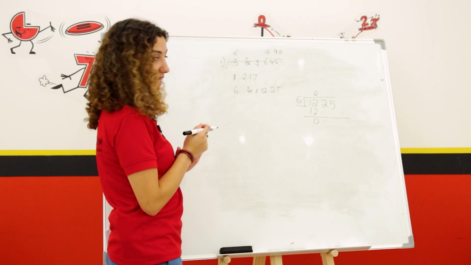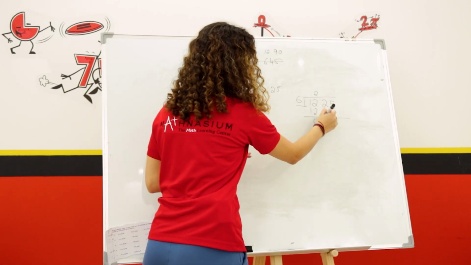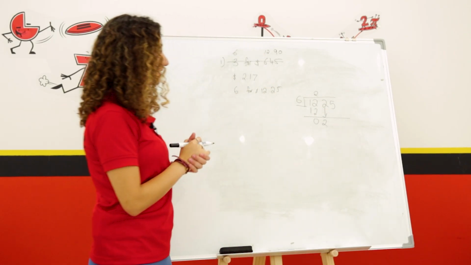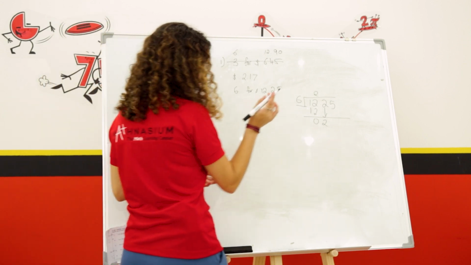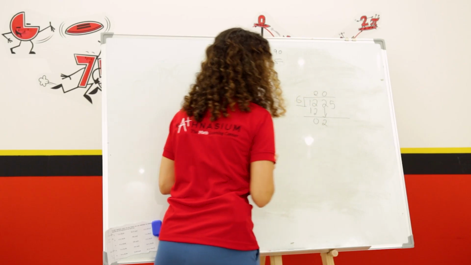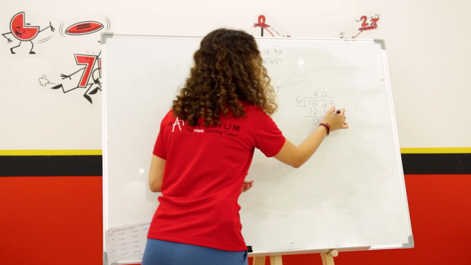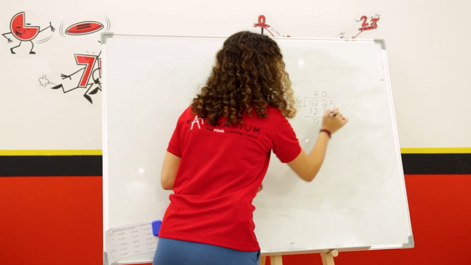Okay, we can bring down the next number, which is a 2. How many groups of 6 go into the number 2? 2 is too small, so 0 groups of 6 can fit inside 2. So we're just going to bring down the next number after that.